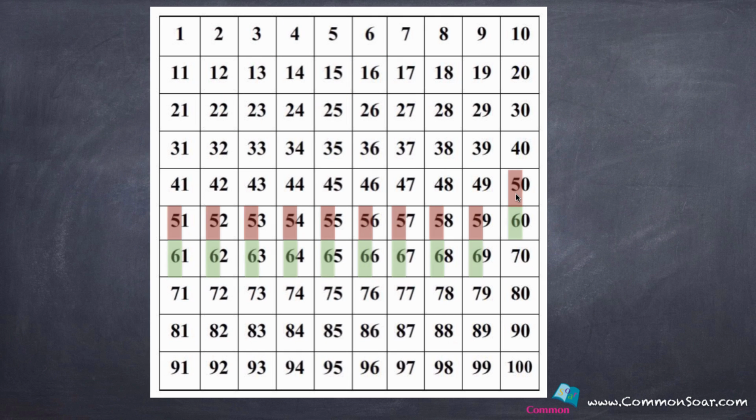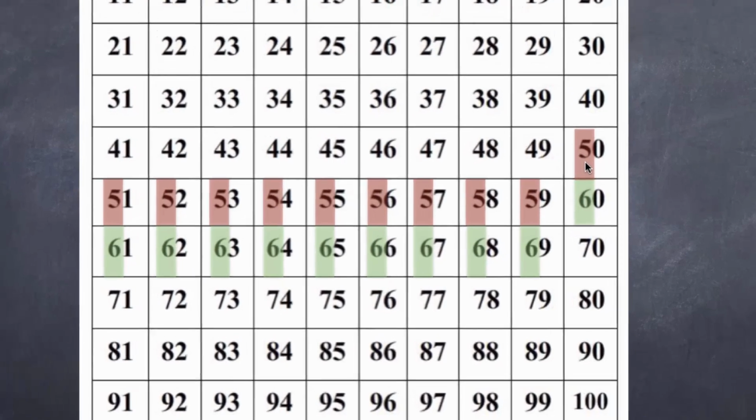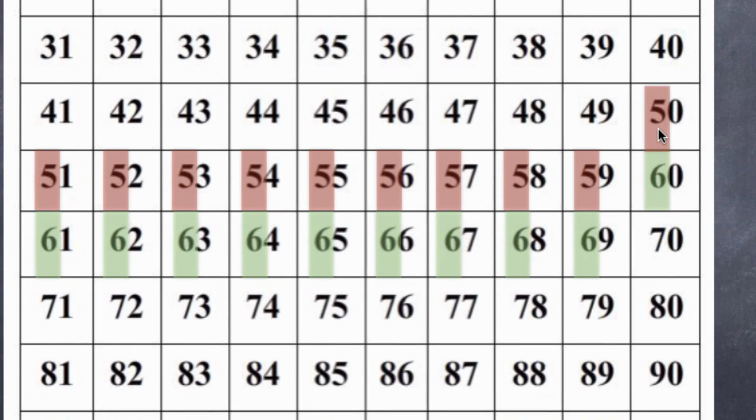All right, so now I have used two different colors and I have found two different digits in the tens place, or in the first digit out of a two-digit number. For red, I've colored all of the ones red that started with the digit 5. And then I've used green to color all of the numbers that start with the digit 6.